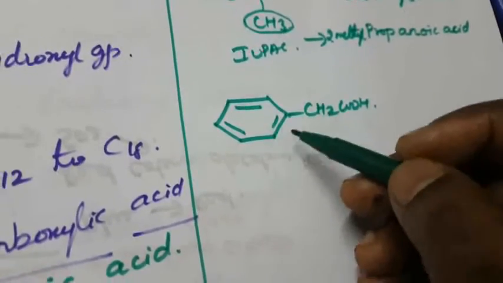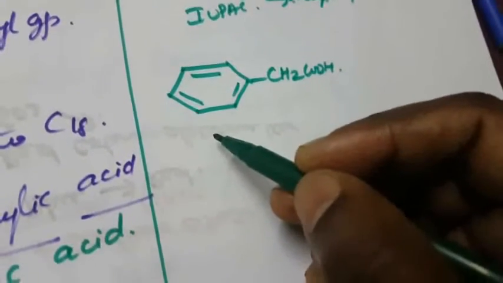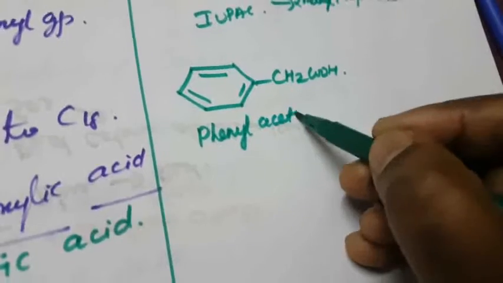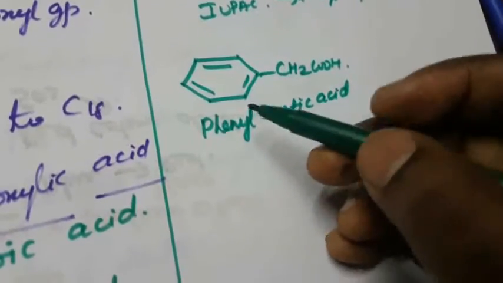What is CH3COOH? What is this compound's name? Suppose you leave out the phenyl group: CH3COOH is acetic acid. So here we have a phenyl compound. How to write the name? Phenyl acetic acid. This is the common name, phenyl acetic acid.